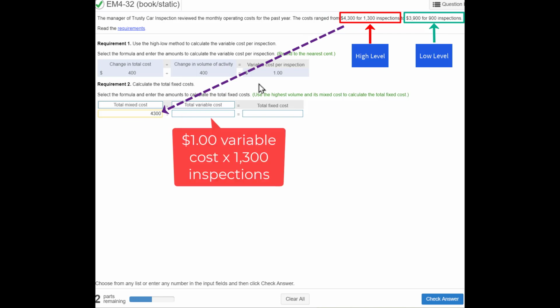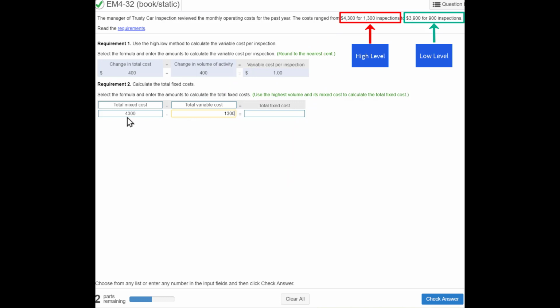minus the total variable cost. Remember, the variable cost is $1 per inspection. So we're going to take $1 times the number of inspections. So 1,300 inspections times $1 is $1,300. And then notice the formula says mixed minus variable equals fixed. So we're going to take the 4,300 minus 1,300 gives us a total fixed cost of $3,000.